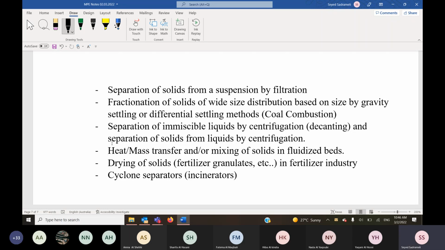Heat and mass transfer and or mixing of solids in the fluidized bed also is another example. Drying of solids, fertilizer granulates like urea in the fertilizer industry are also one of the examples, and cyclone separators in the incinerators. Incinerators are the equipment, combustion equipment, that you use to reduce the size of the waste by combustion.